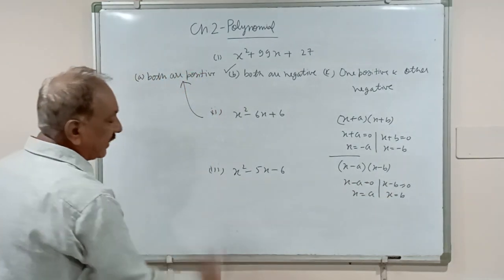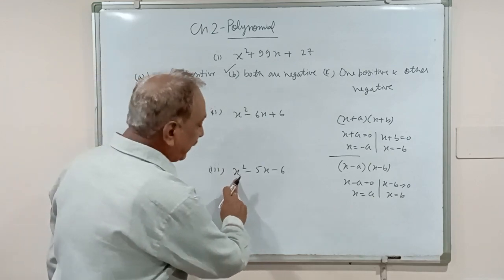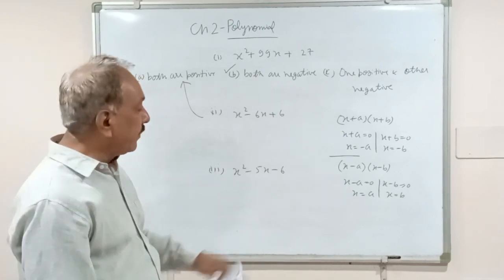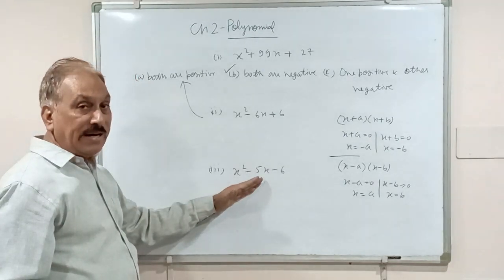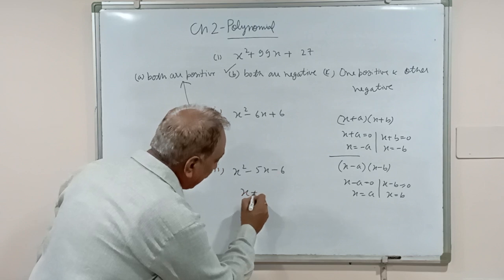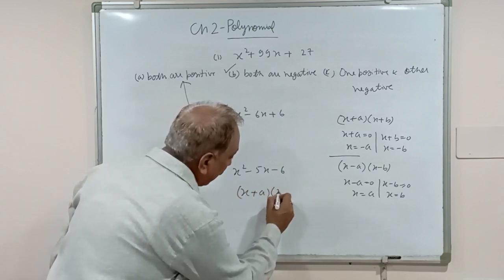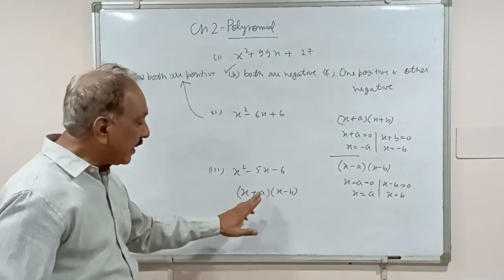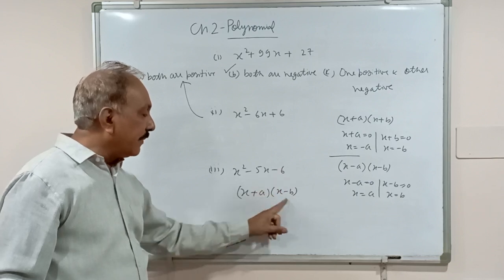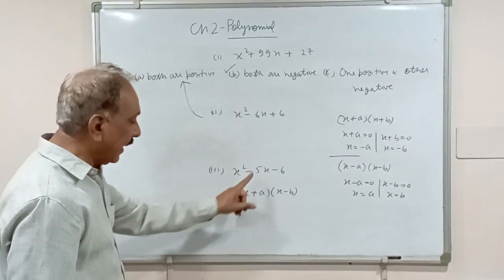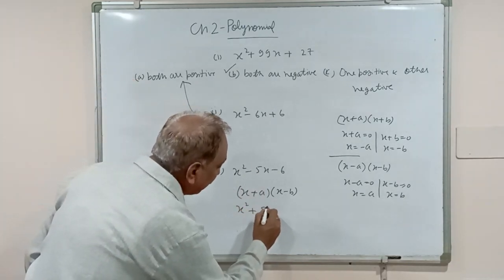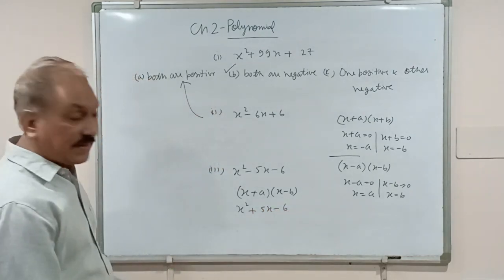In third case, first term is positive, last term is negative. It means factors are such that the product is negative. Means larger number is negative in middle term, and other term is positive. Its factors are x plus a, x minus b. One part is positive, one part is negative, because their product a into b is negative, and sum is negative, and it means b is larger than a. Or same question, x square plus 5x minus 6, same process.